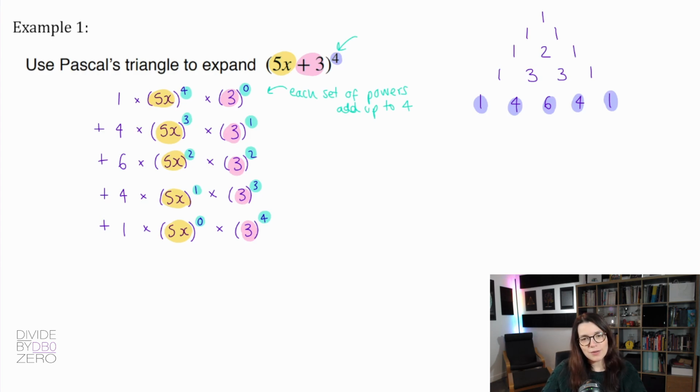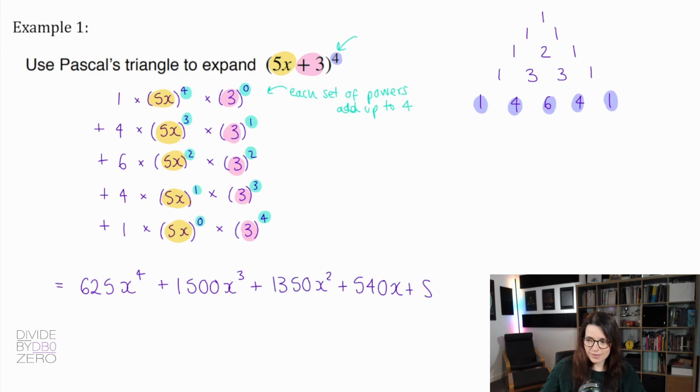Once you have this written out, you can just simplify each term as you go along. So the final answer will be 625x^4 + 1500x^3 + 1350x^2 + 540x + 81.